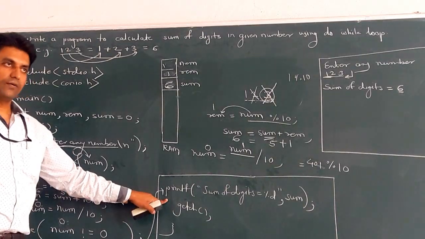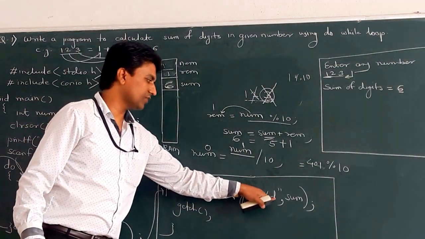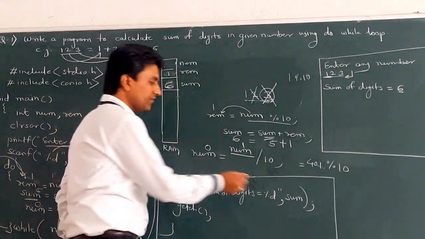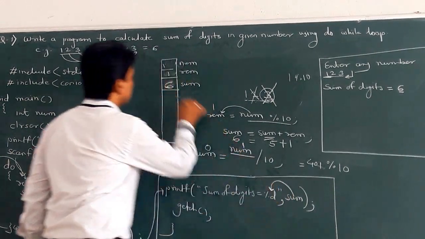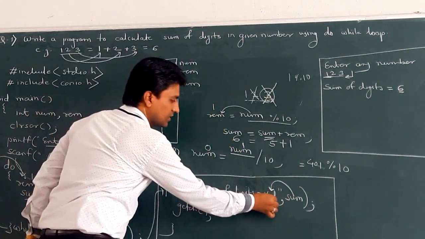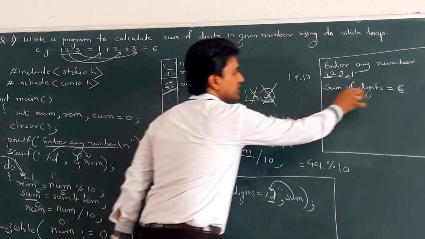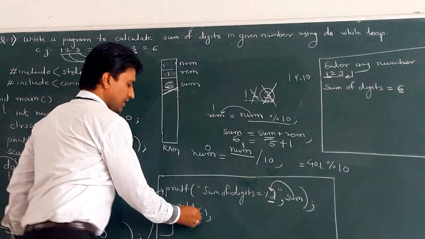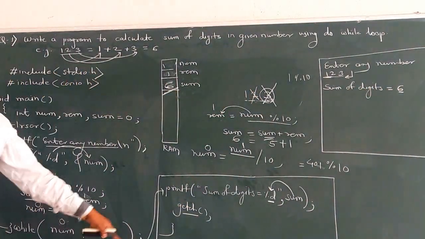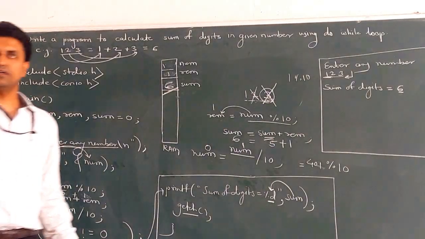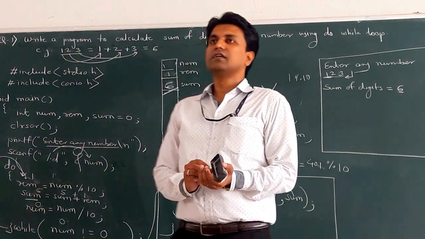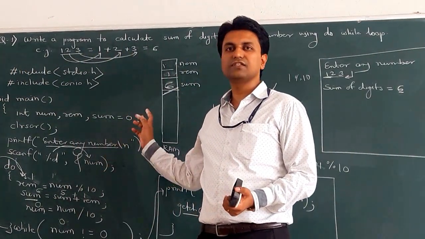What is the next line? Printf: sum of digits is equal to %d. And what is the value of sum? Now it becomes 6. So the result is: sum of digits is equal to 6. Last, the console gets frozen and main gets terminated. Okay, clear? So today we will stop here.